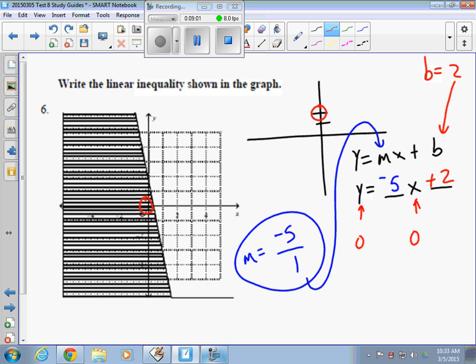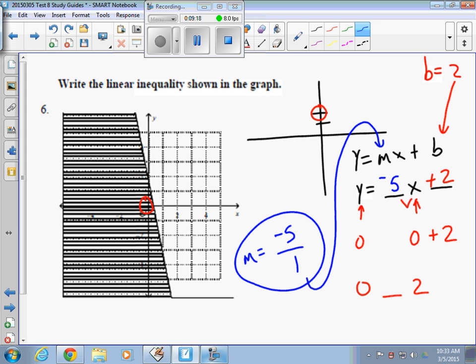Negative 5 times 0 is going to be 0. So that's why we like to use 0, 0, putting those two together. So 0 is something. 0 plus 2 is 2. We need to come up with a true statement. It's true because 0, 0 is true. That's the direction it's shaded.